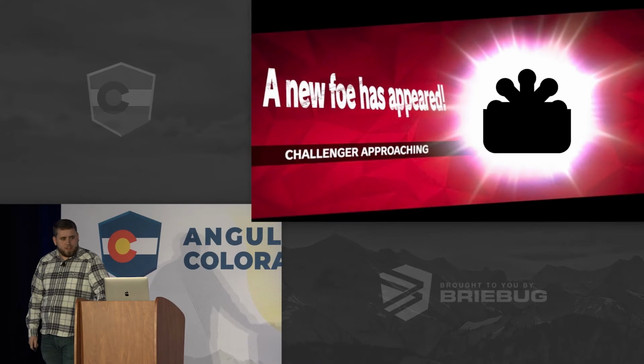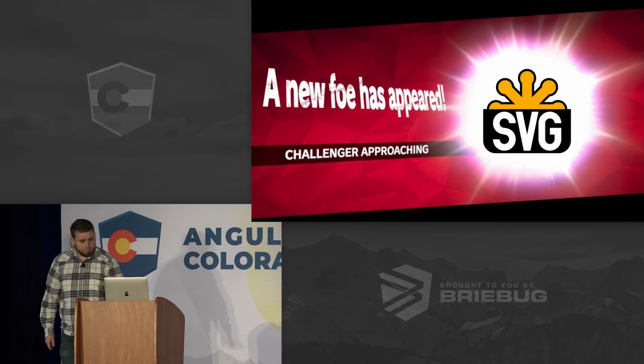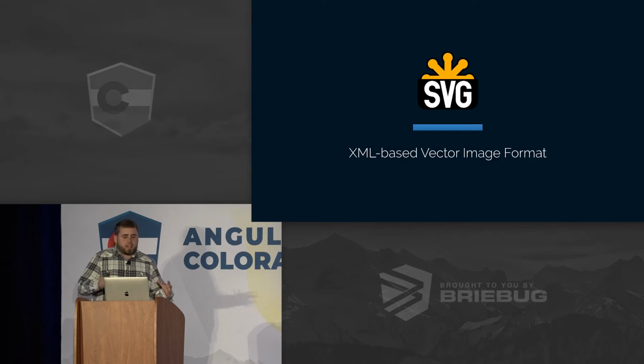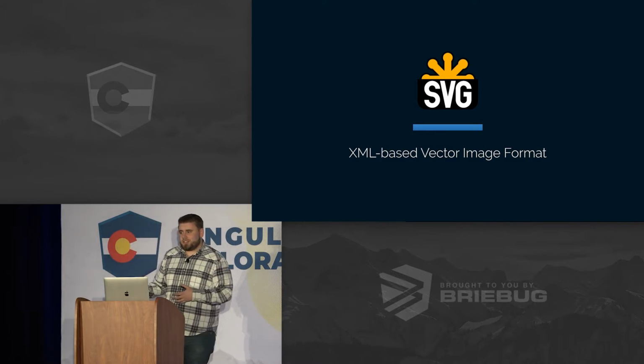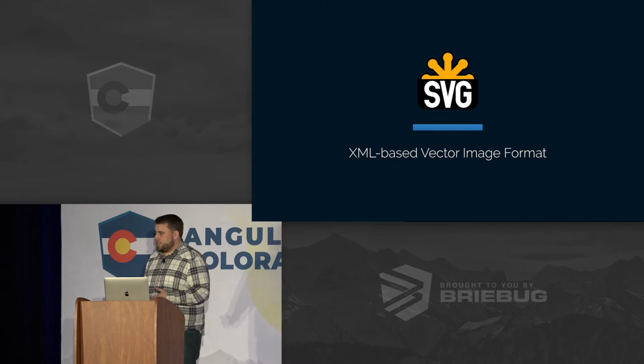Well, a new foe has appeared for you all to learn with me today, and that foe is SVG. So SVG is an XML-based vector image format. It allows you to describe the way a vector image looks using XML-like language. And what's kind of neat is that HTML is an XML-based language, and most modern browsers actually have support for you authoring SVG directly in the browser.